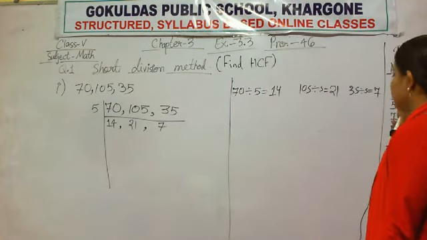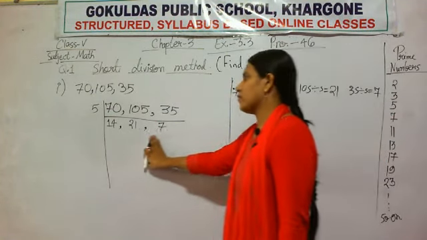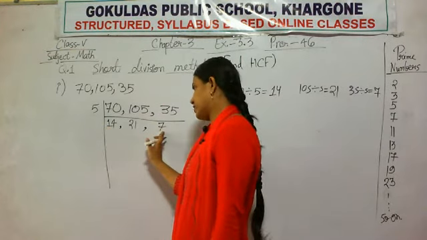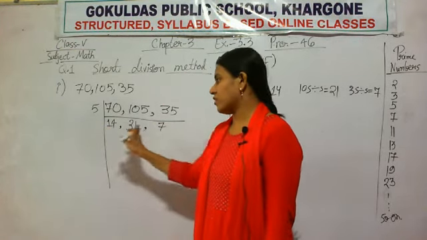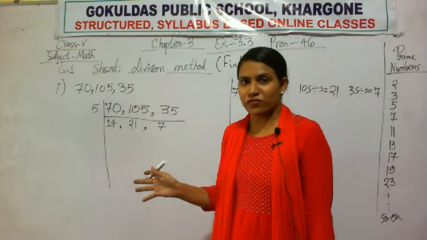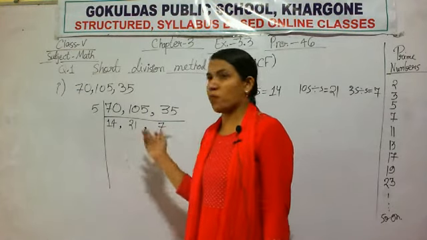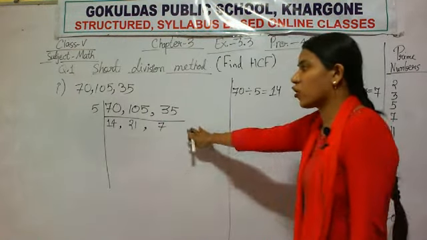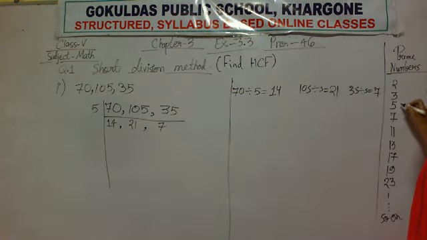And if we divide these numbers by 3, then we observe that 7 does not come in the table of 3, 14 does not come in the table of 3. So there is no common factor to divide these. 3 is not a common factor to divide these numbers. Now we cannot divide them by 5 also. So let us divide them by 7.